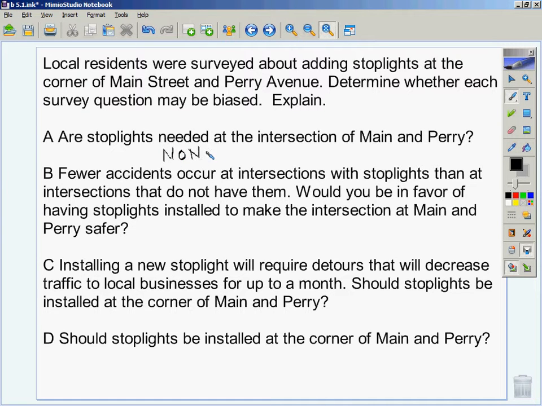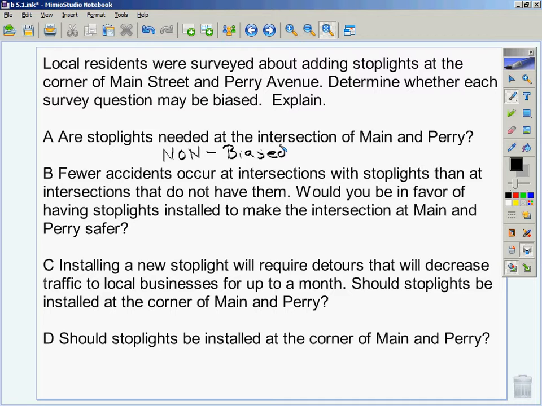They've not given you any predetermined information on whether you should or shouldn't have a stoplight. They're just asking you, should there be one there? Everybody understand the difference? In B, fewer accidents occur at intersections with stoplights than intersections that don't have them. Would you be in favor of having stoplights installed to make the intersection at Main Perry safer?